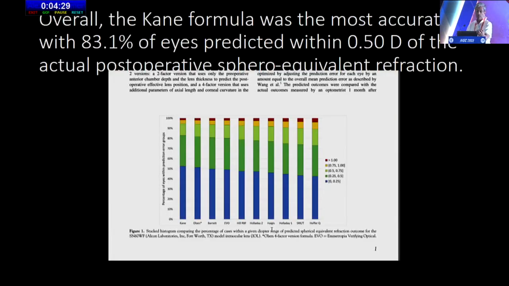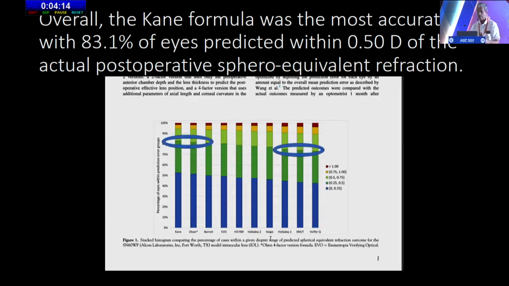time he came to the conclusion that overall KANE formula was the most accurate, with 83.1% of eyes within 0.05 diopter of predicted outcome. So KANE is slightly better than BARRETT overall.